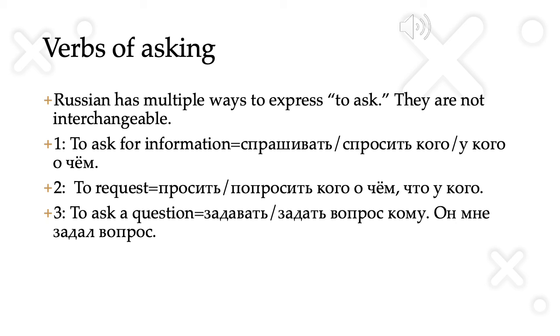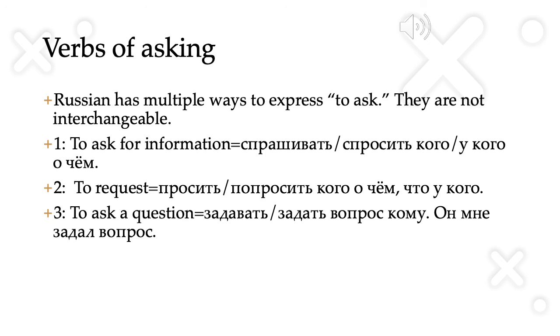We could also say Я попрошу, чтобы родители дали мне деньги. I will ask my parents to give me money. That's the second construction. Or Я попрошу у родителей деньги. I will ask my parents for money. The most important thing to remember is that спрашивать or спросить is to ask for information. And просить, попросить is to make a request.